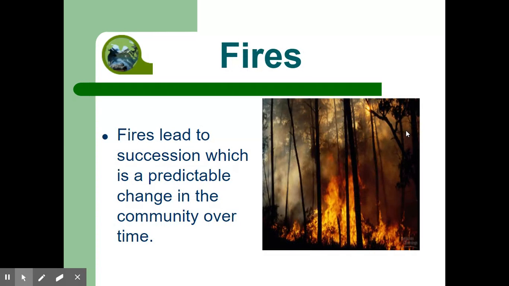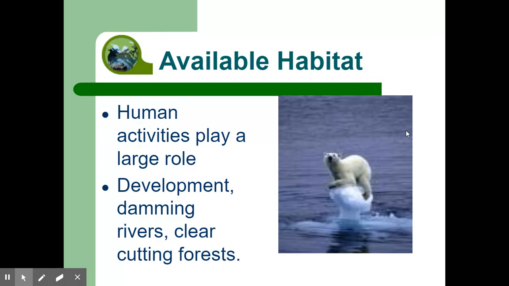Also fires. Fires lead to succession, which is a predictable change in the community over time. Available habitat. Human activities play a large role, like development, damming of a lake, rivers, clear cutting forests. When we go and cut down those trees, that is really impacting a whole entire ecosystem, and that can really bring down the population.